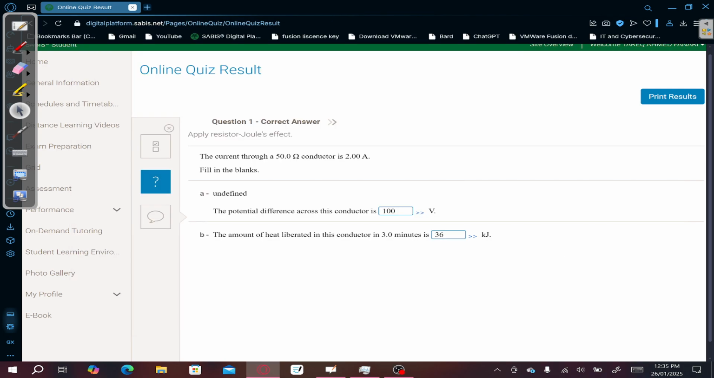Okay, everyone, today I'll be doing the 2.19 to 2.23 quiz. So first, I'll start with question 1. The current through a 50 ohm conductor is 2 amperes. The potential difference across the conductor is 100 volts.